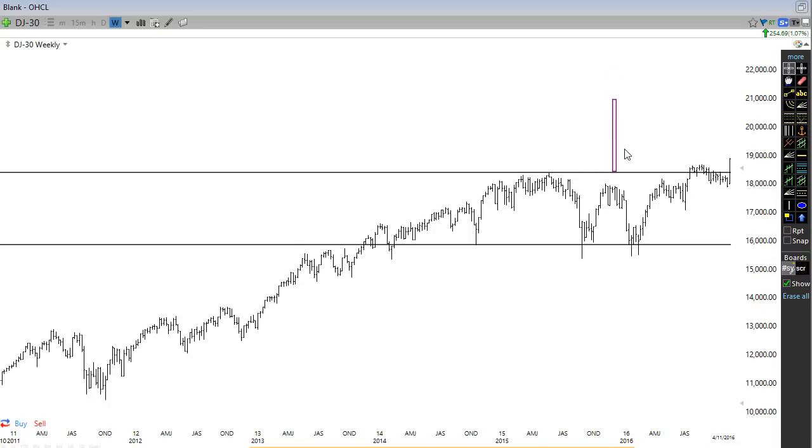I've just grabbed that exact same line, measured from the top to the bottom of the channel, and now I bring this up through here, like that. And that point right there is now where we have a very good chance of getting to.